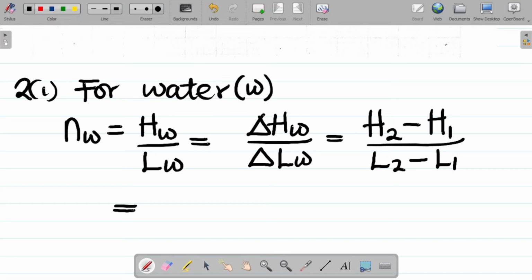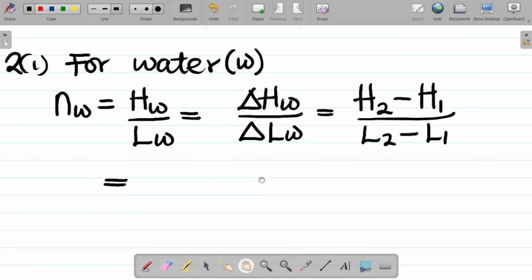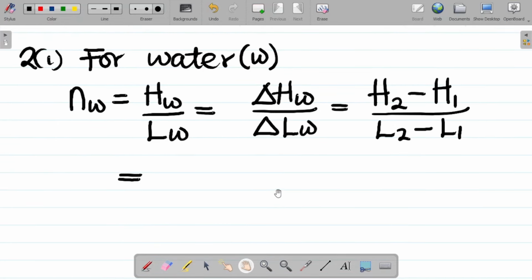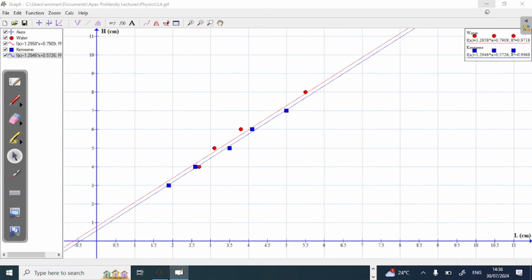So we'll pick out values and see what we have. So let's get H2, H1, L2, and L1 for water using the graph sheets. Now, as I said, that should be the slope of my graph. And if I check here, I'm seeing 1.295. That's about 1.3 as your answer. But then, let's get this done.